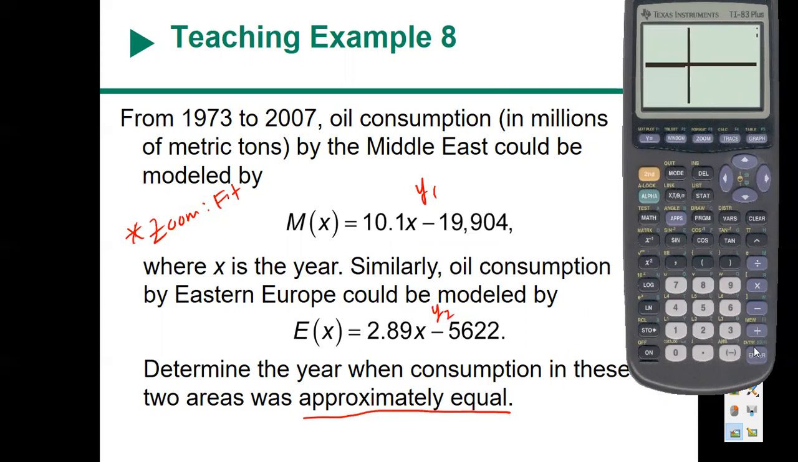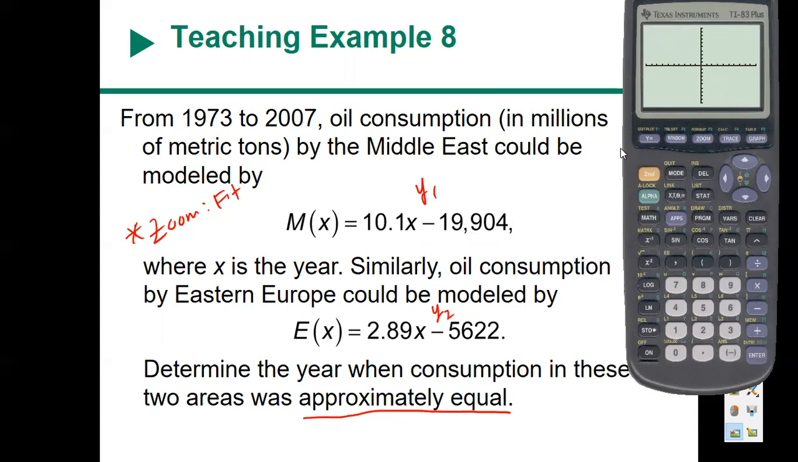All you're doing is zooming. I can't tell you how many times to zoom. I can't tell you where to zoom. You just got to zoom until you see it. You can try other zoom settings. You can try zoom decimal. What does zoom decimal do? Didn't work. You can go back to zoom standard and start from there.